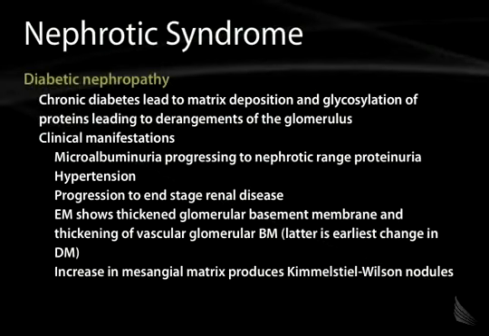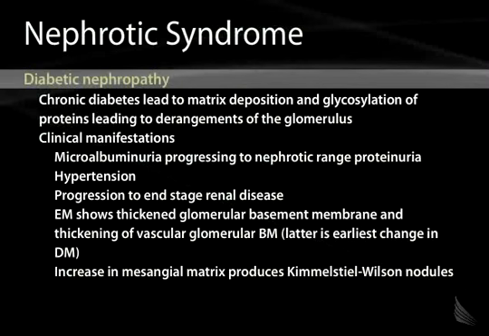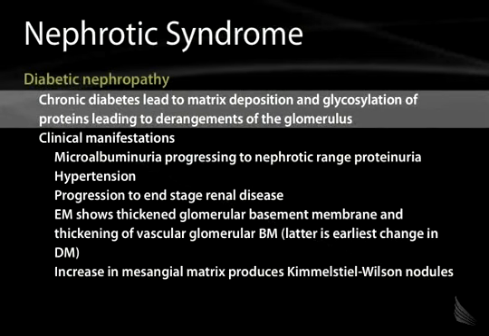A fifth type of nephrotic syndrome is what you see in people with diabetes mellitus, what we call diabetic nephropathy. What happens in diabetic nephropathy is people with chronic high glucose concentrations in their blood end up having non-enzymatic glycosylation of proteins. And these proteins deposit in the matrix of the glomerulus. And this leads to problems, obviously, derangements of the physiology of the glomerulus.